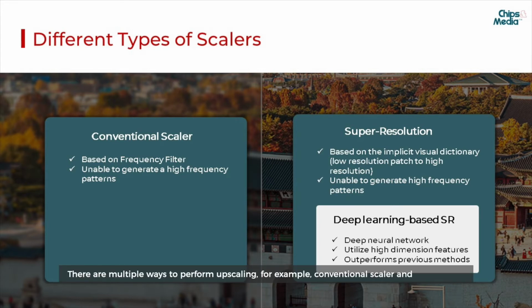There are multiple ways to perform upscaling, for example, conventional scalar and super resolution. The conventional scalar is based on the frequency filter, and it manipulates only existing frequency components. Therefore, there is a limitation to recover high frequency patterns. However, the super resolution uses the implicit visual dictionary to map a low resolution patch to high resolution. Therefore, it produces realistic high frequency patterns. The super resolution has outperformed all the previous methods with tremendous attempts by adopting deep learning neural network in recent years.